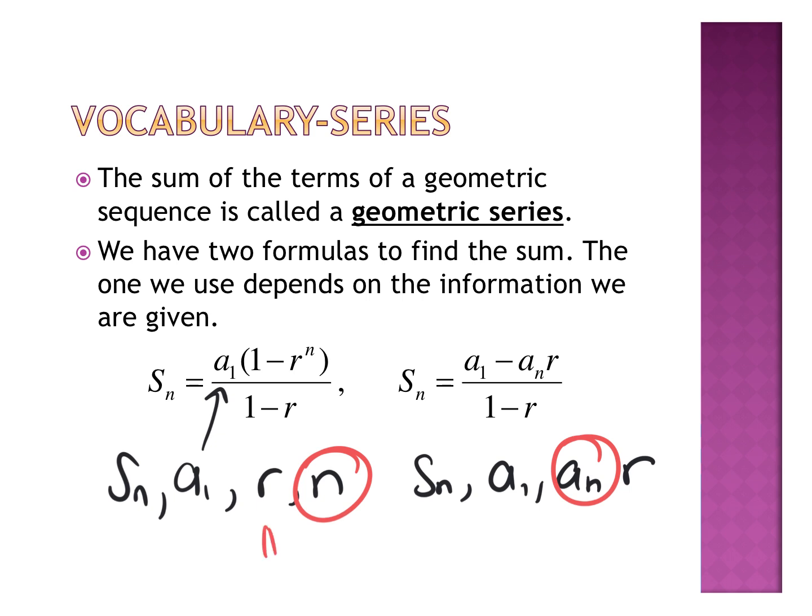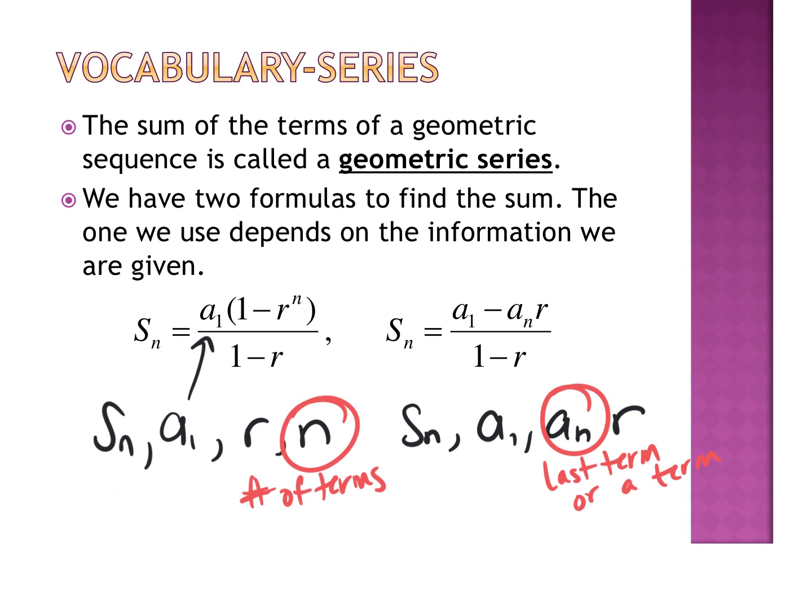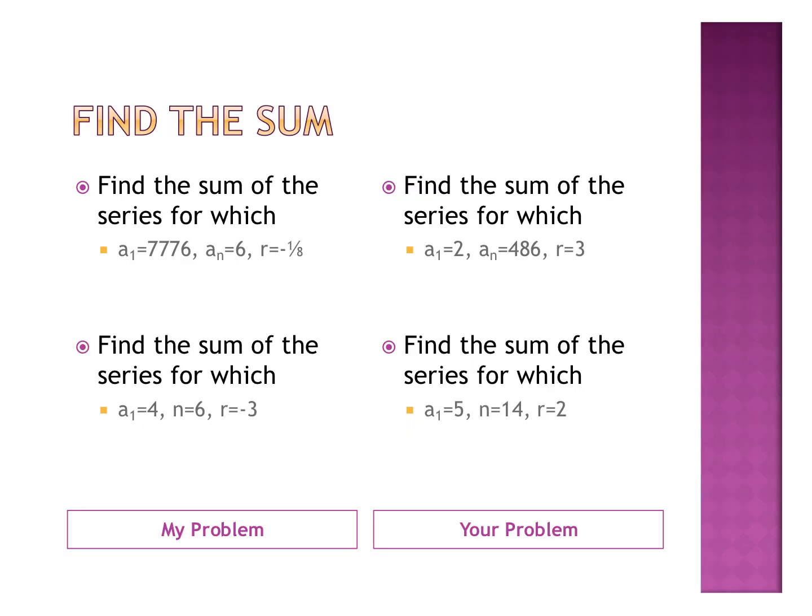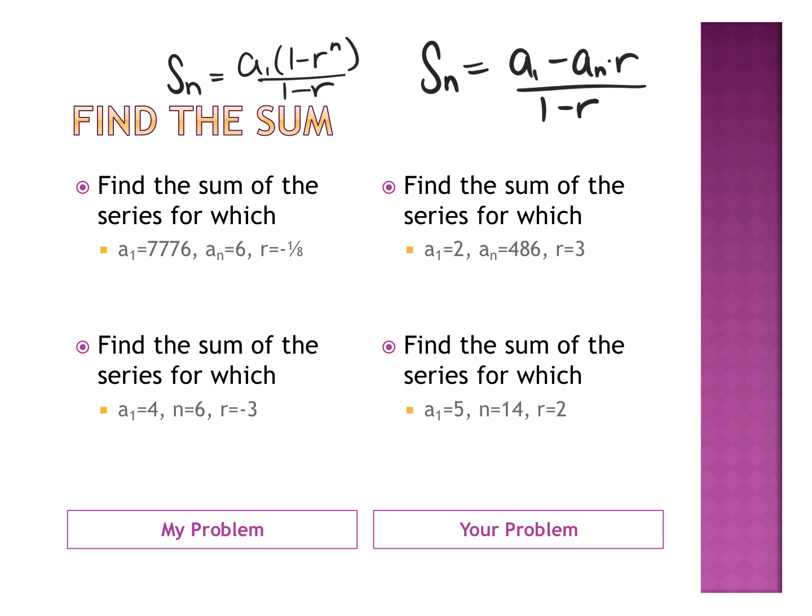Do I know the number of terms? Or do I know the last term or a term that's not the first one? Okay, so those are our two formulas. So here we are. Let's write those down so we have them on this slide. Sn equals a1, 1 minus r to the n over 1 minus r. And my second formula, Sn equals a1 minus an times r over 1 minus r.